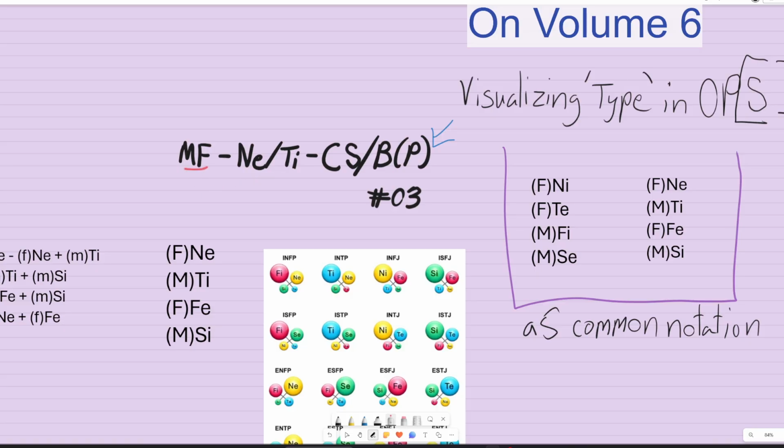So what does MF mean? MF stands for masculine feminine. It stands for the notation for where a psychological function is located in terms of your first and your second point of differentiation in terms of the modalities. And what are the first and second points of differentiation in terms of modalities?